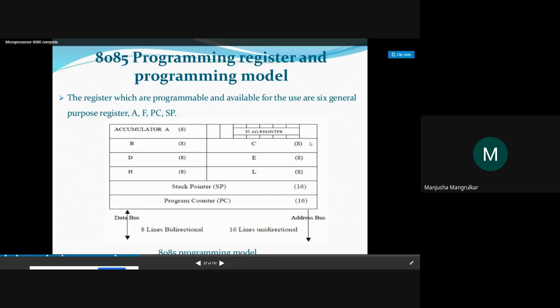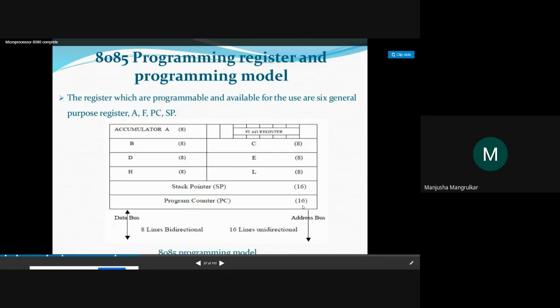B and C registers are both 8-bit. If you use them as a pair, it is used as 16-bit. D and E registers individually are 8-bit; if you use them as a pair, it is 16-bit, the DE pair. HL is also an individual register; if you use it as a pair, it is used as 16-bit. Stack pointer, program counter.